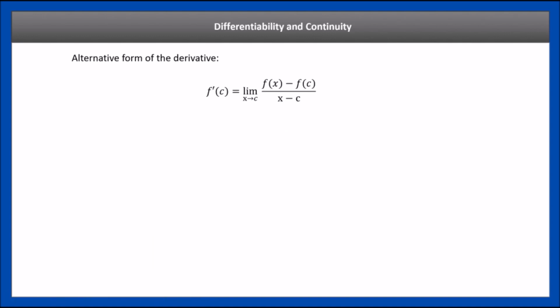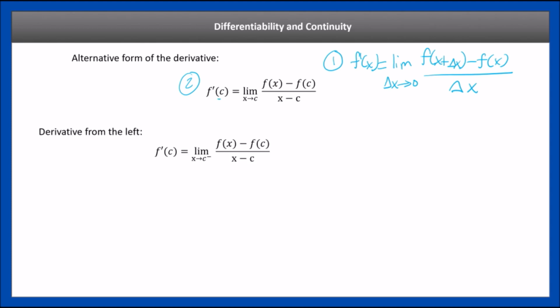Okay, so now we're going to look at the alternative form of the derivative. There are a couple of forms of the derivative. Remember that the form that we looked at is f prime of x equals the limit as delta x approaches 0 of f of x plus delta x minus f of x, over delta x, right? That was the first form that we looked at. So this is form number 1. This is form number 2. The good thing about this form is that you can plug in a value for x right away.